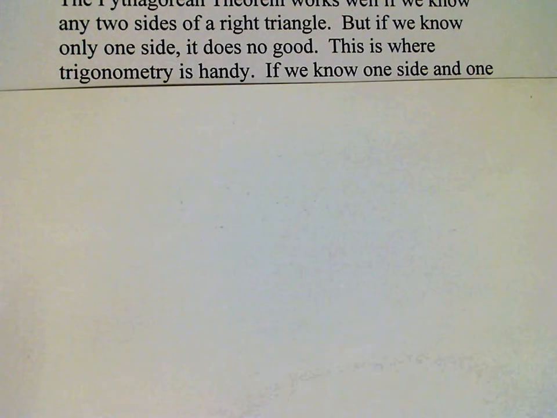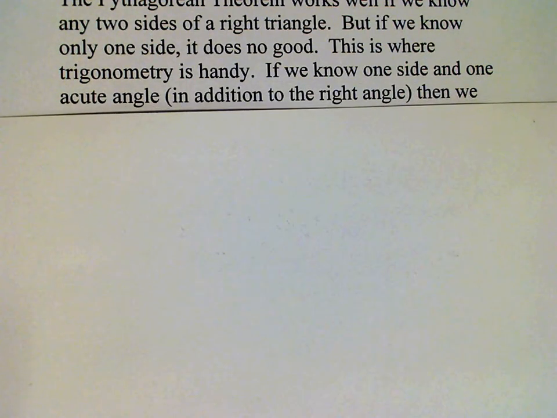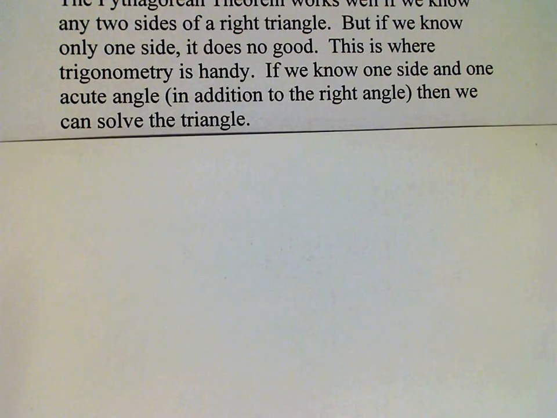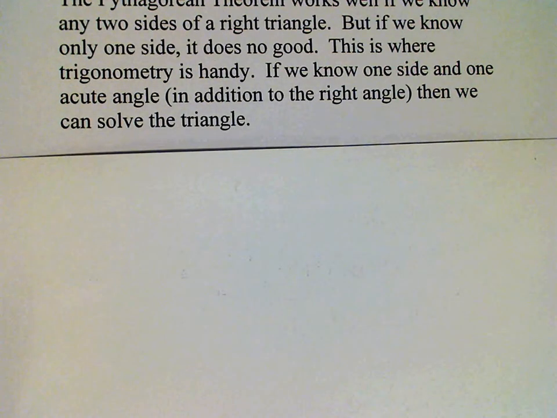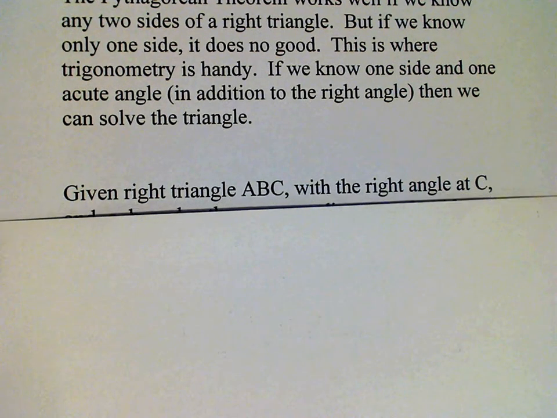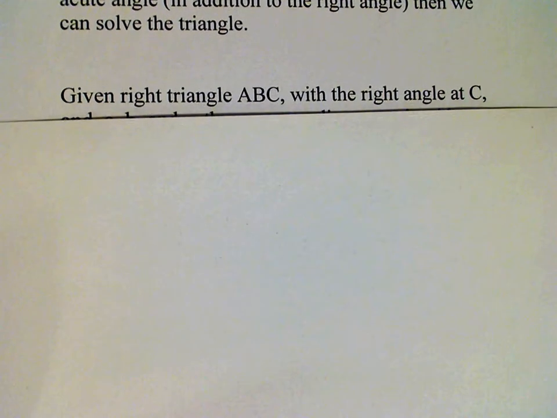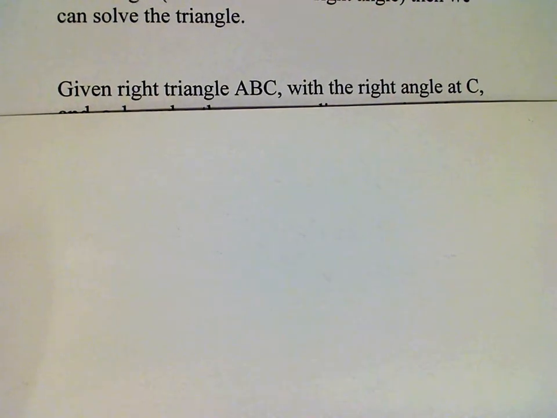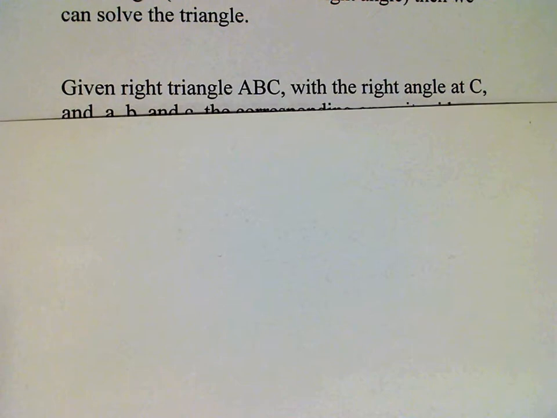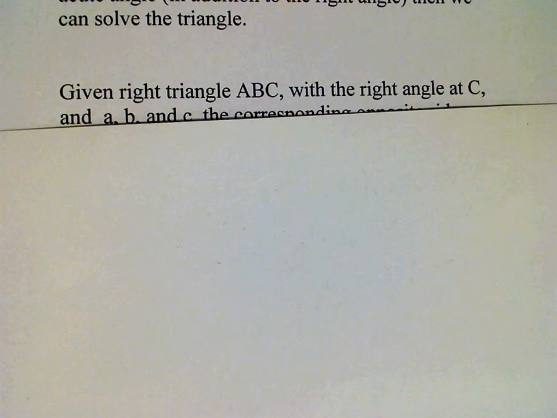But this is exactly where trigonometry comes in. In trigonometry, if we know one side and we know an acute angle, then we can solve the triangle. Okay, so first of all, we need to get some definitions. And we'll work with our standard typical triangle, ABC, with the right angle at vertex C.